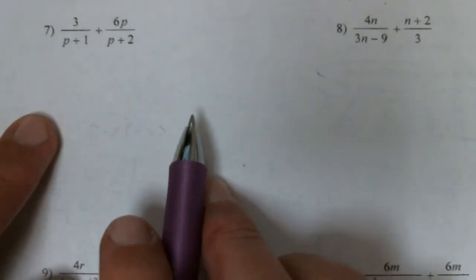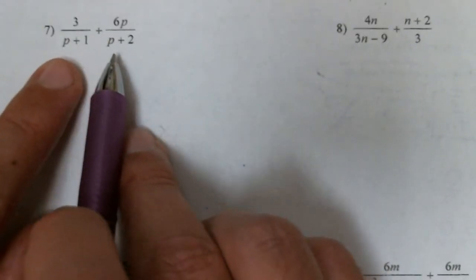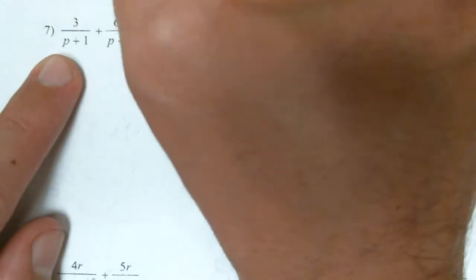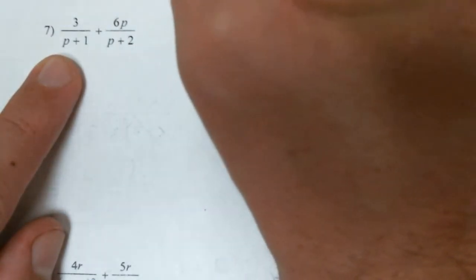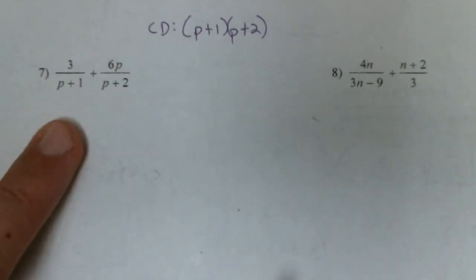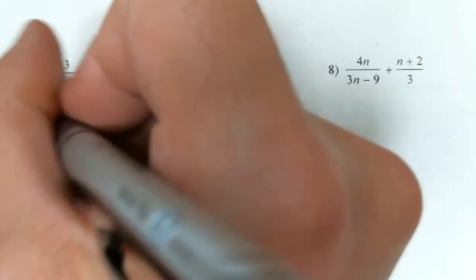All right, let's go to the back. Common denominator, because I'm adding. Is there anything common between those? No, I got to multiply them together. So my common denominator is going to be p plus 1 times p plus 2. Oops. Okay, so what is this guy missing? Let me rewrite this.